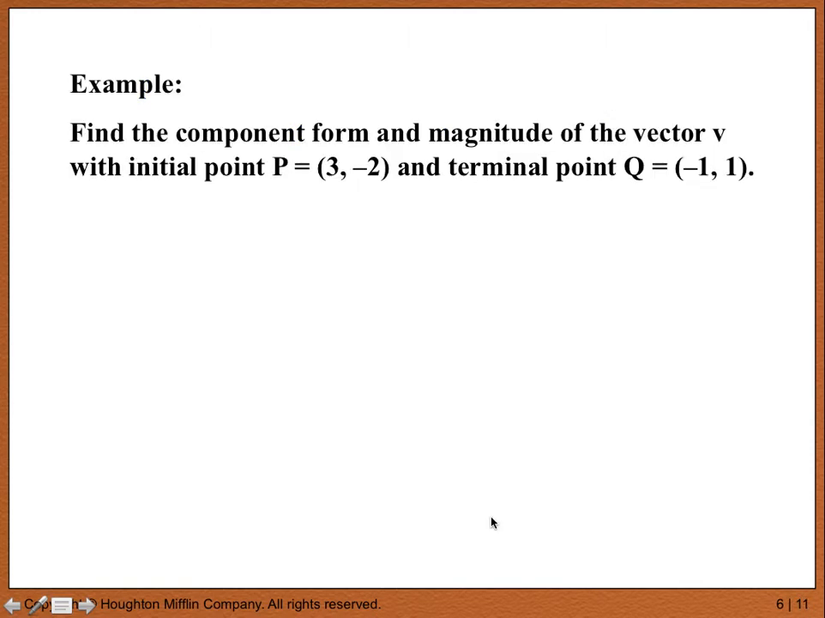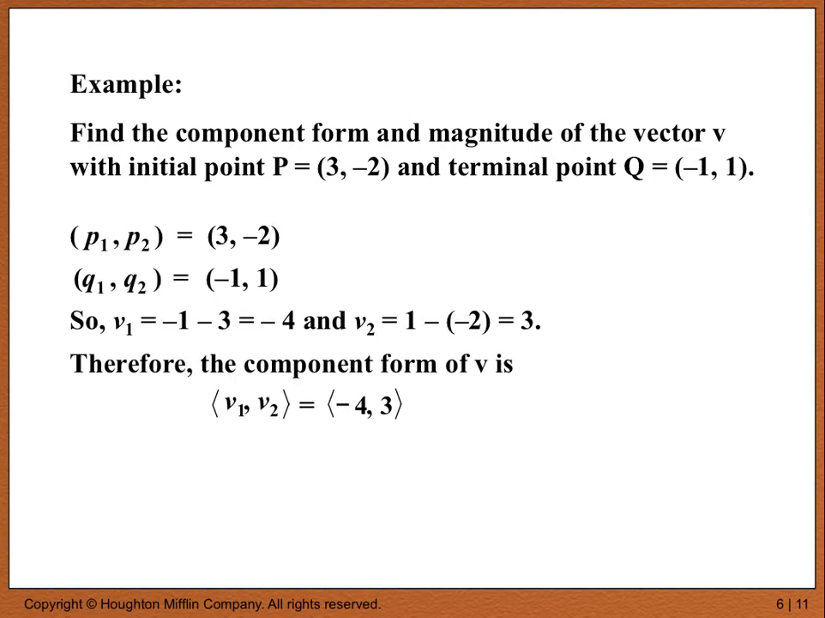Example: find the component form and magnitude of the vector v with initial point P equals 3, -2, and terminal point Q equals -1, 1. So let's write things out, because that'll help us to keep straight what we're trying to find here. If the initial point is P of my vector, this vector v is the same as the directed line segment PQ. We're just calling it v.